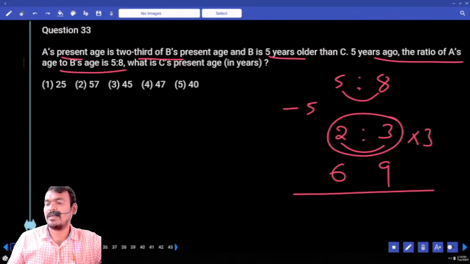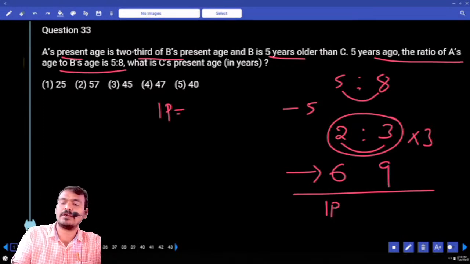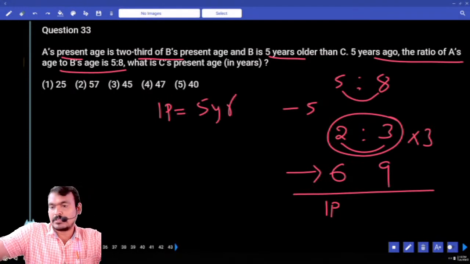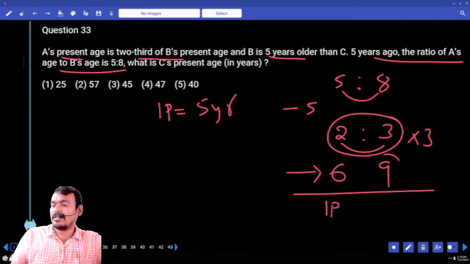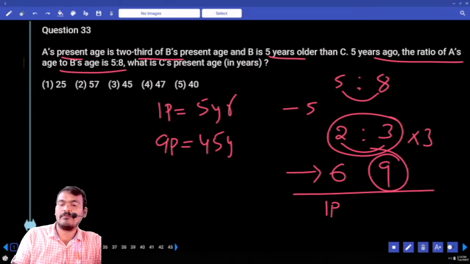Okay. Five years back A was 5 parts. At present, it is 6 parts. How many parts are increased? 1 part. Then every 1 part we wrote as how many years? 5 years, or not? Every 1 part is 5 years. What is the present value of B? How many parts? 9 parts. 1 part is 5 years, so 9 parts are 45 years.